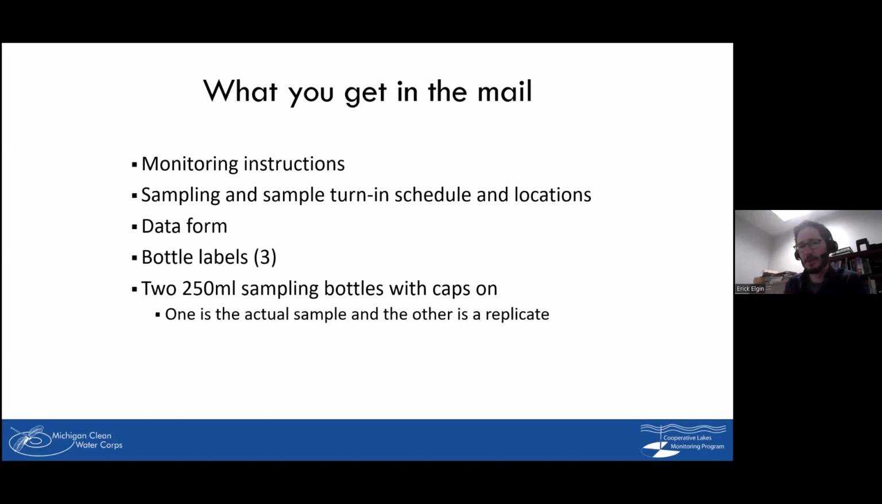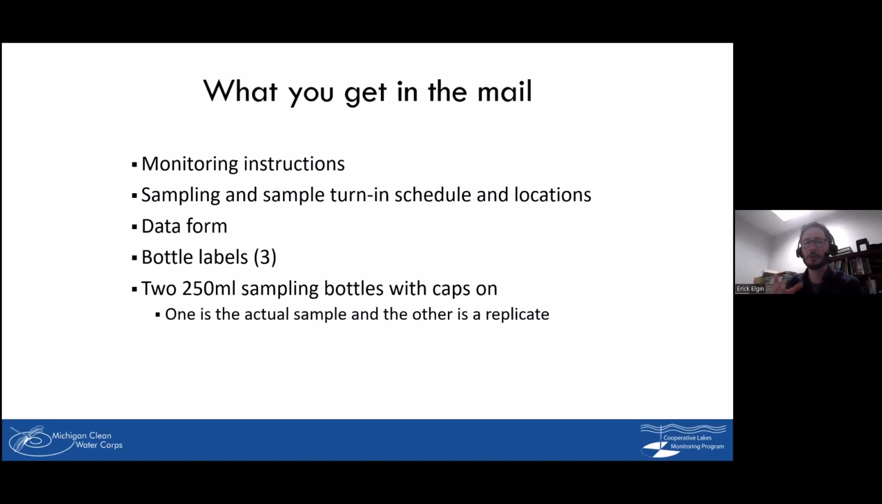In the summertime, we give you the exact week that you are asked to collect it. And depending on your latitude, if you're in southern Michigan or northern Michigan, that's what changes. That's going to be in our sample turn-in schedule. We have a data form for you. We send you bottle labels and then 250 ml sampling bottles with caps on.